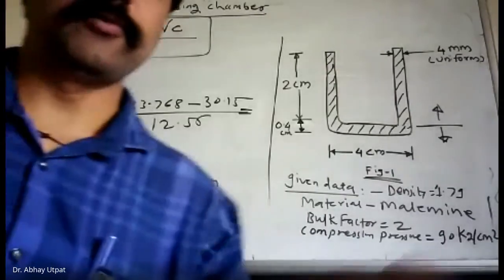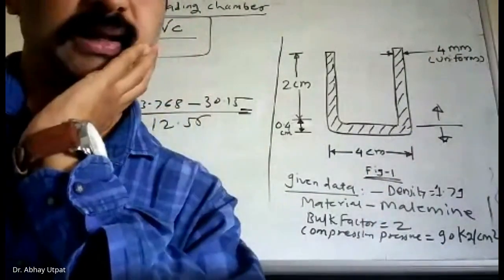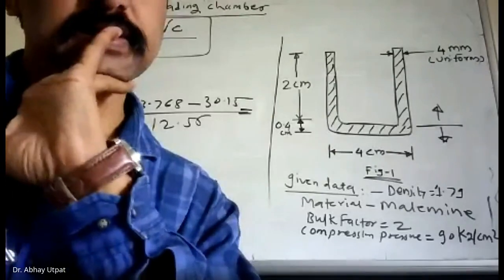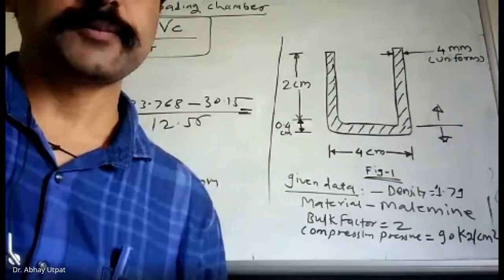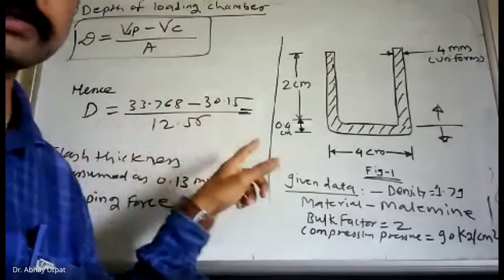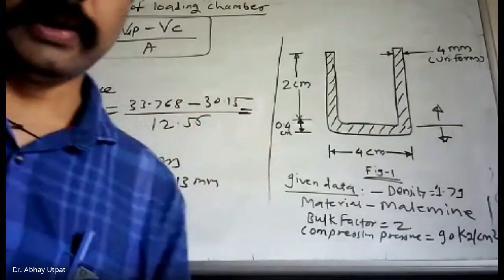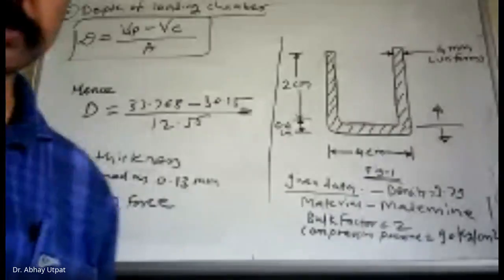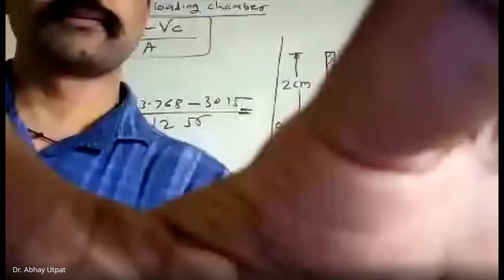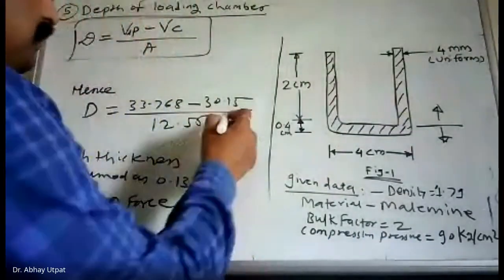What is the value of D? I am waiting. Nagne. Somebody should be alert with calculator. 33.768 minus 30.15 divided by 12.56. What is the value? 0.288.